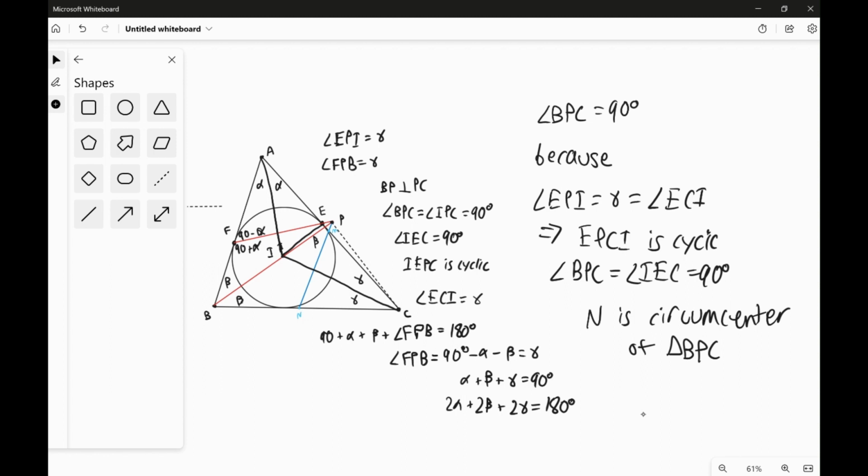And that means that this here is beta. This here is also beta. This is 180 minus 2 beta. However, that means that PN is parallel to AB. And we know that PN must pass through M as well. Therefore, all of these lines are concurrent, as we needed.